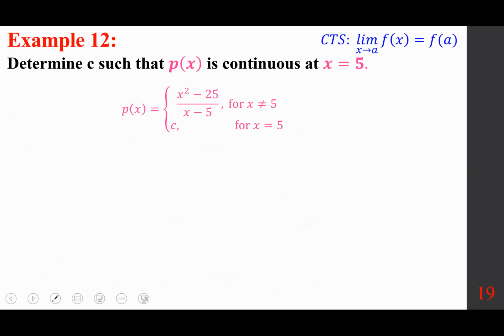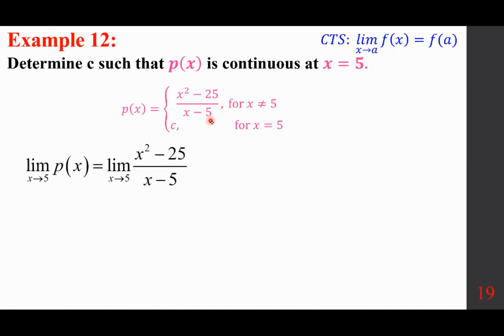We want to determine C such that this function is continuous at x equals 5, which means we have to follow that. First and foremost, we need to take the limit of this function. So to take the limit, it's a piecewise defined function. The top piece says x cannot be 5. So this is the piece you use to take a limit. And I hope you notice if you plug in, you get 0 over 0.